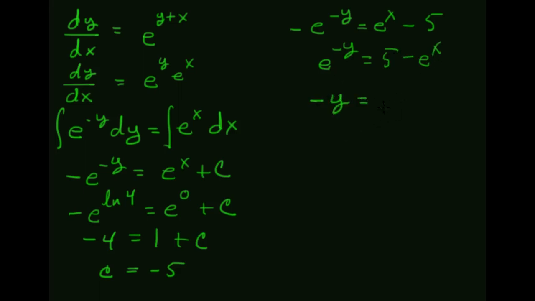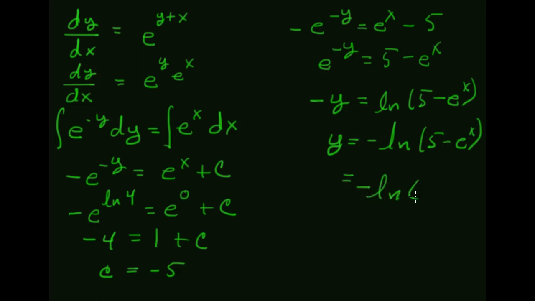Negative y is going to equal the natural log of 5 minus e to the x, which means y is equal to negative the natural log of 5 minus e to the x, which is, I think, one of the answer choices. Oh, they did this: negative natural log of negative e to the x plus 5. And that guy is C.